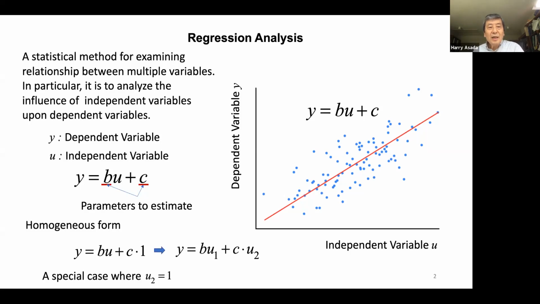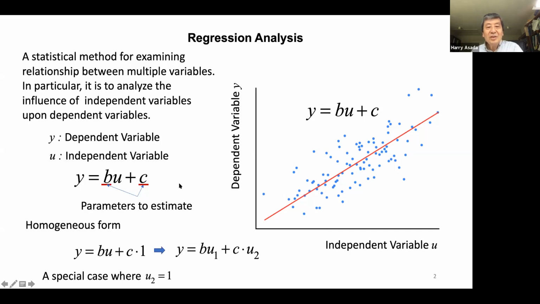In particular, we look at the case to find the influence of independent variables to the dependent variables. Now, if the data are actually given by these blue dots, we don't chase individual data points, but we like to grasp the general trend which may be approximated by a straight line like this, and that this can be parameterized in this way. So, U is basically independent variables, and Y is dependent variables.